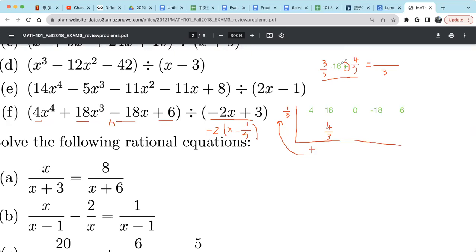3 times 18, that's 54. Right? 3 times 8, 24. So 10 times 3, 30. 24 plus 30, that's 54. 54 plus 4, that's 58. Okay, so let's write this one as 58 divided by 3.